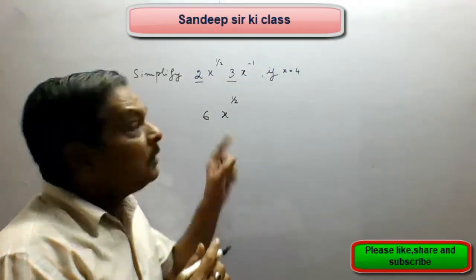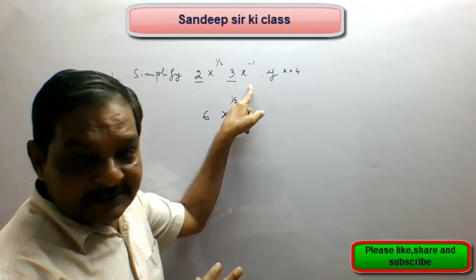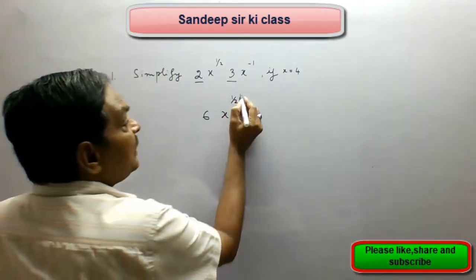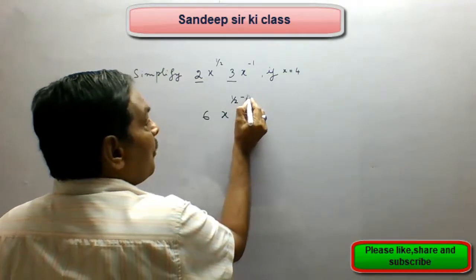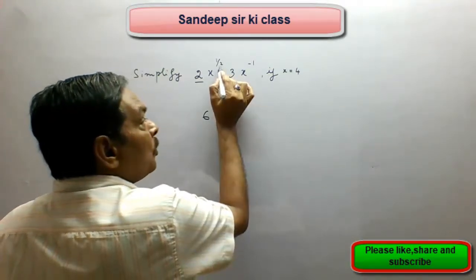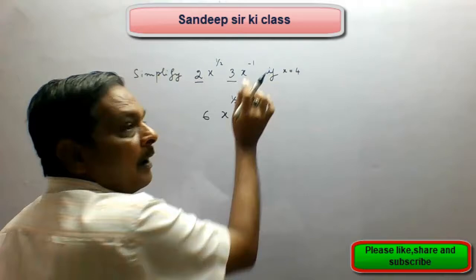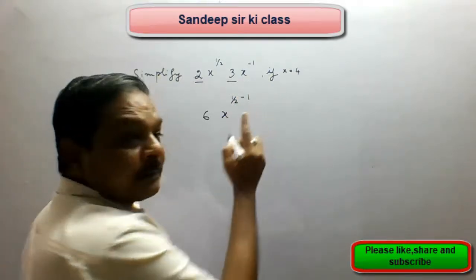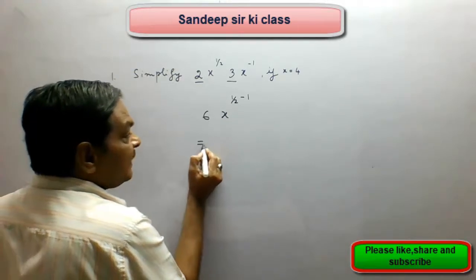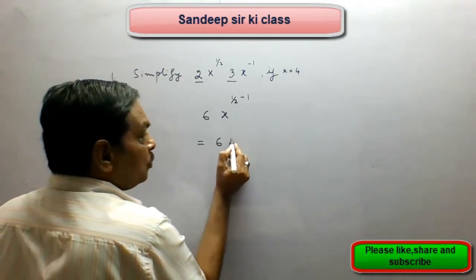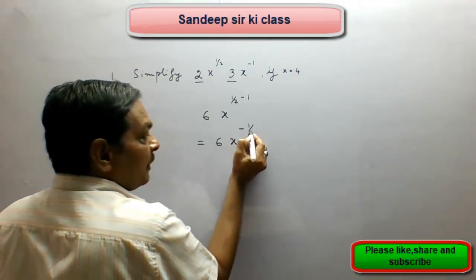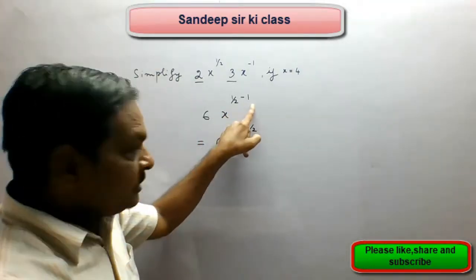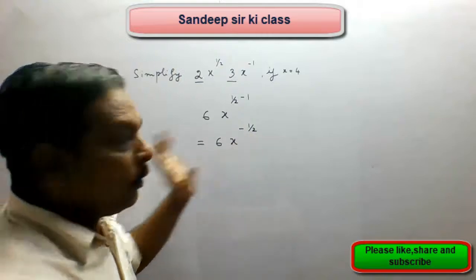Now x raised to the power 1 upon 2 will be multiplied by x raised to the power minus 1. We know that the base is the same, x, and the powers will be added in multiplication. So it will be 1 upon 2 minus 1. 1 upon 2 minus 1, powers we have added. 1 upon 2 minus 1 is minus 1 upon 2. So this gives us 6 into x to the power minus 1 upon 2.